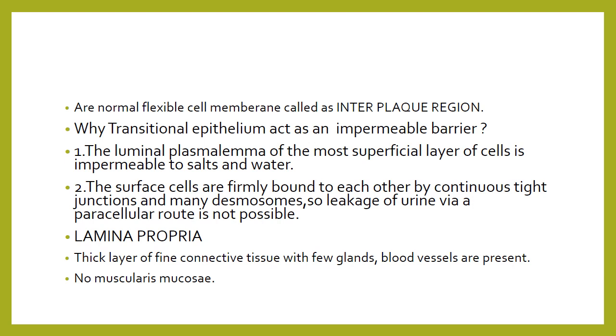Now coming over to the second heading under the mucosa, the lamina propria. Lamina propria is a layer of fine connective tissue with few mucus secreting glands in the urethral region and blood vessels, and it is a thick layer. However, there is no muscularis mucosa, which is actually the boundary between the mucosa and the submucosa. Clear?